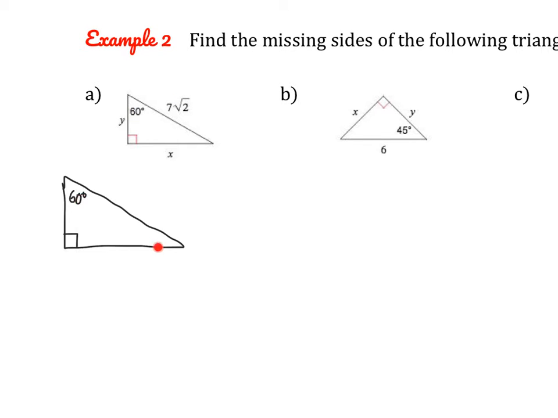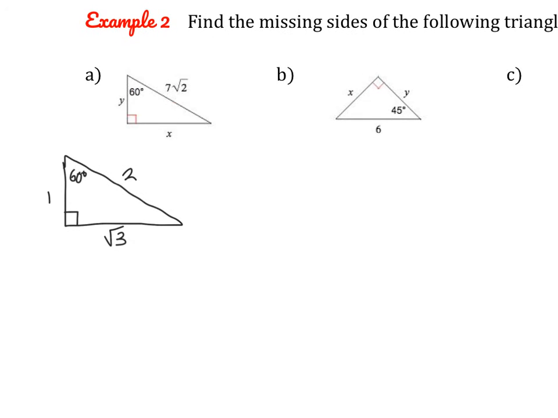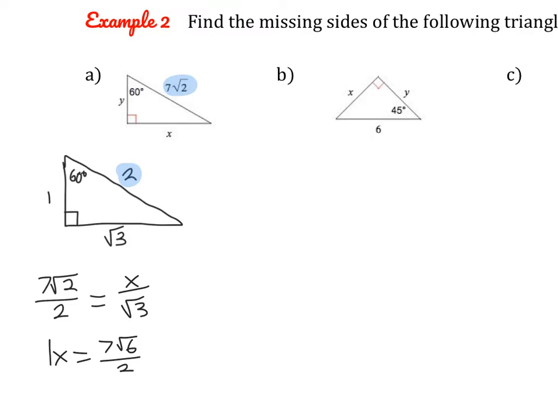So if this is 60, this is 30, and then we're going to mark it up with 1, 2, root 3. So since these are similar triangles, we can create ratios with their corresponding parts. So notice the two parts that we know for both triangles are this and this. So this is going to be kind of our baseline ratio. So I can say 7 root 2 over 2 should go with x over root 3. So I match up the parts. And then we just solve for x so we can cross multiply. So x equals 7 root 6 over 2.